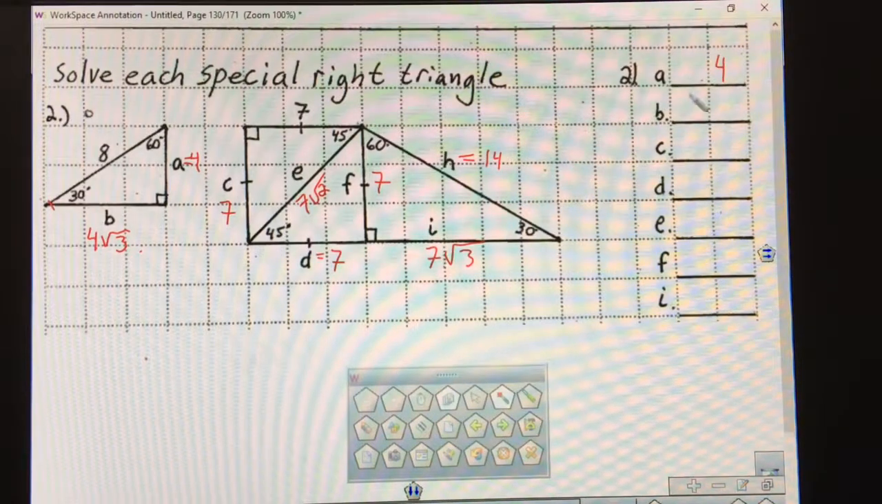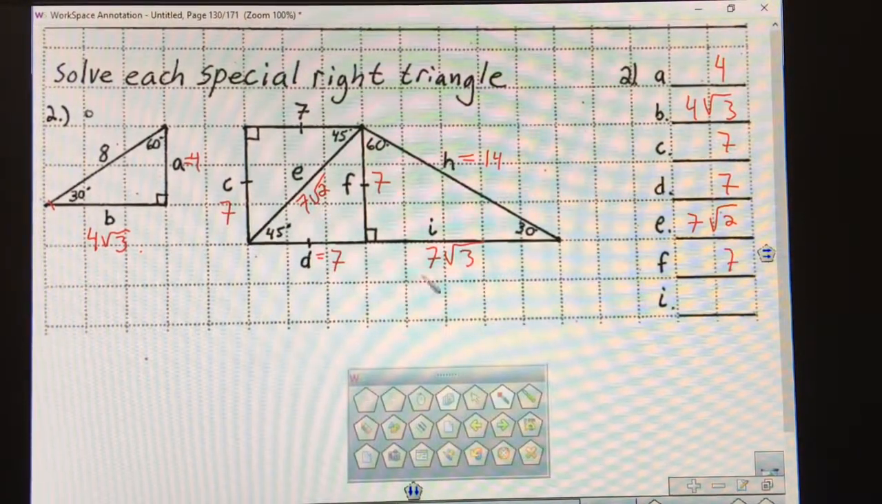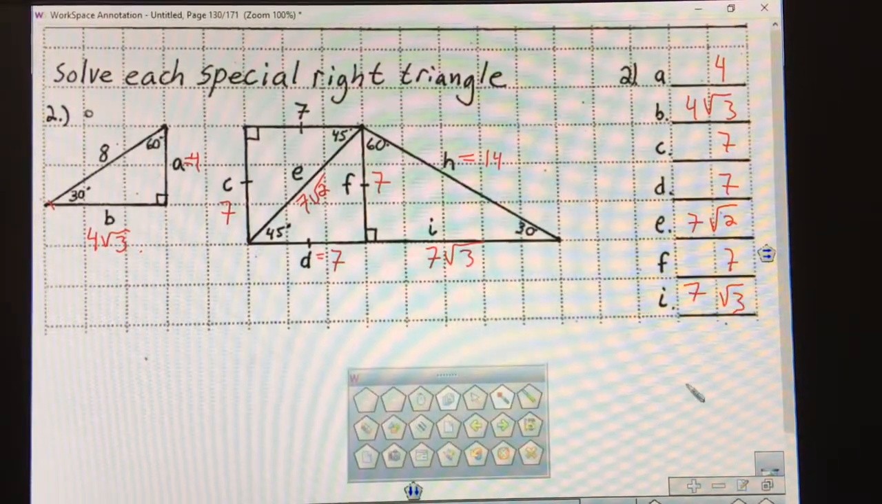A equals 4, B equals 4 root 3. C equals 7, D equals 7, E equals 7 root 2. Don't forget the 45 is a root 2. F is 7, and I is 7 root 3.